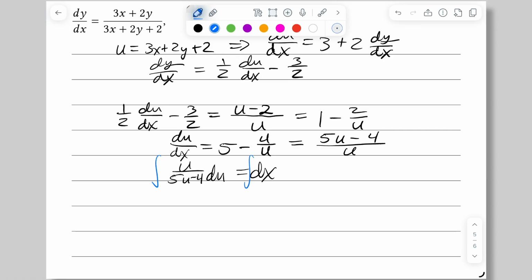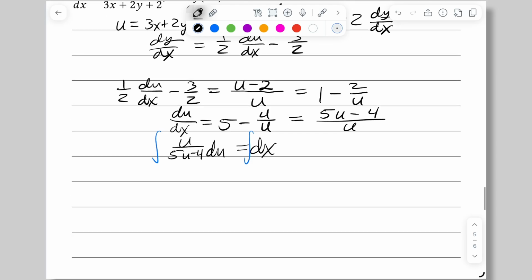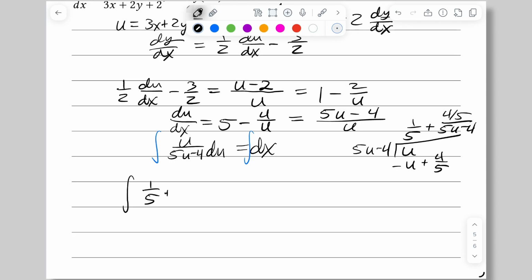On the left-hand side, our u/(5u - 4) is an improper fraction. We're going to handle that using long division. u divided by 5u - 4 is going to give us 1/5. We divide the first term into the first term, multiply and subtract, so we have negative u and then plus 4/5. So we have plus (4/5)/(5u - 4). That replaces the integrand on the left. So we have the integral of (1/5 + (4/5)/(5u - 4)) du is equal to the integral of dx.